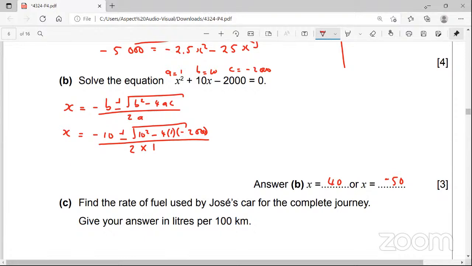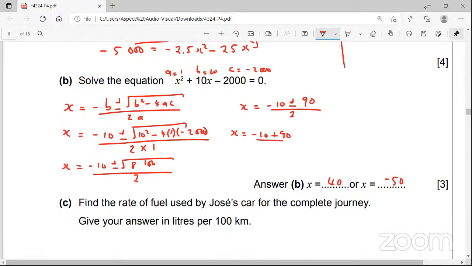8,000. So you have x is equal to negative 10 plus minus the square root of 8,100 divided by 2. Because 2 times 1 is 2. And when you do that, the square root of that gives you 90. So that means your x will then be negative 10 plus minus 90 divided by 2, which will basically be x is equal to negative 10 plus 90 divided by 2, or your x is equal to negative 10 minus 90 divided by 2.